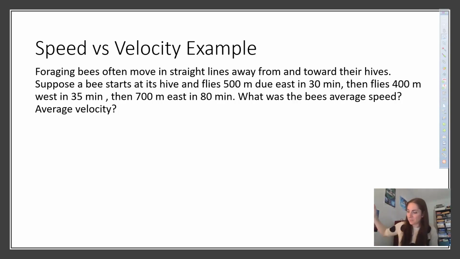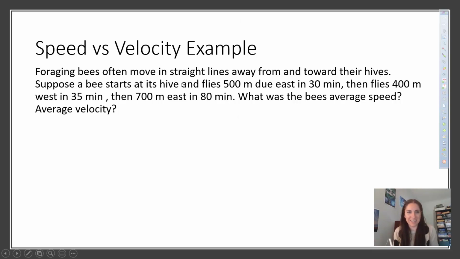Okay. So what I'm going to do now is solve a few examples showing you the difference between these calculations of displacement, speed and velocity, and how they apply. So let's take a look at this. We're going to do some foraging bees, and they move in straight lines away from their hive.